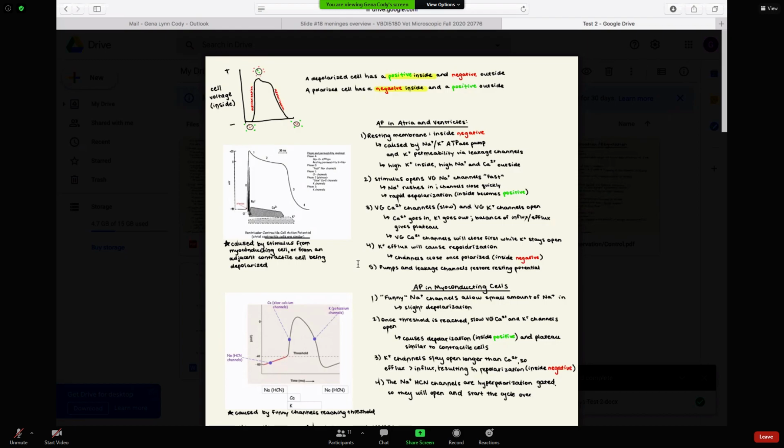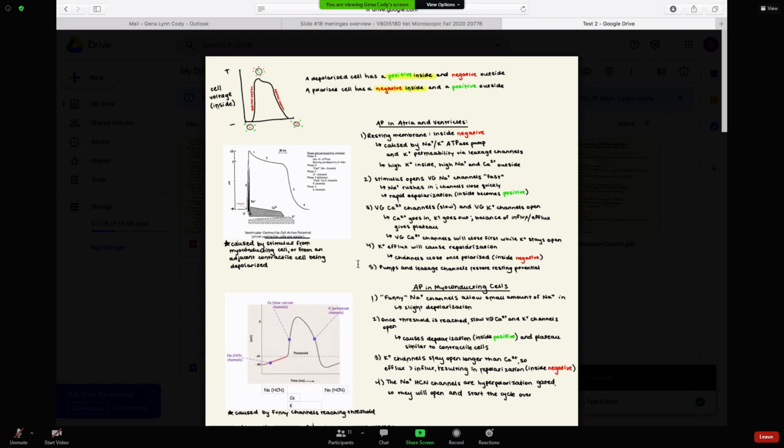The rest of the action potential is just like the contractile cells. You've got your voltage gated calcium channels that are opening, and those have opposing flow of ions to the potassium, and that's what gives you that plateau effect. Eventually, the calcium will close, the potassium stays open, more potassium goes out of the cell, and that causes the repolarization, and so on and so forth.